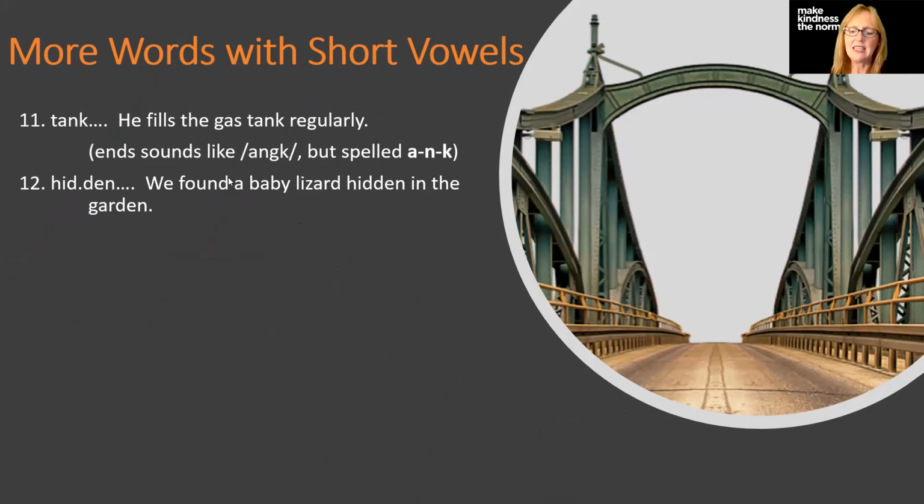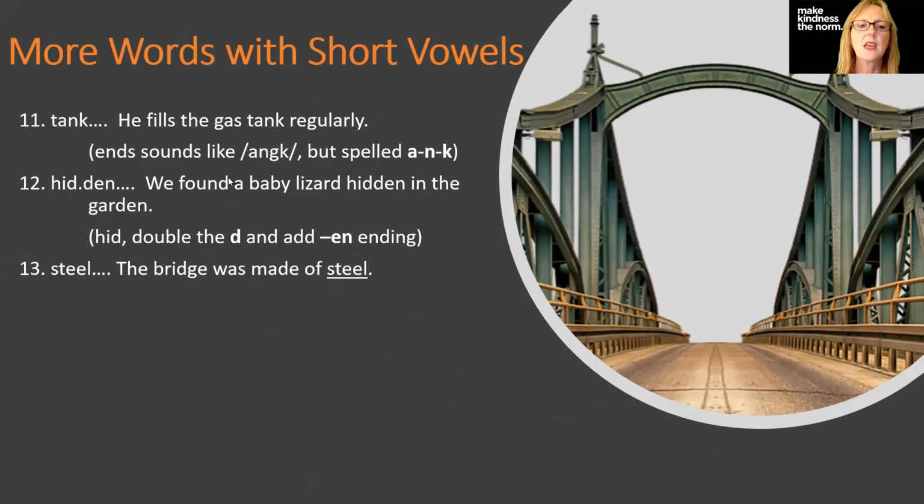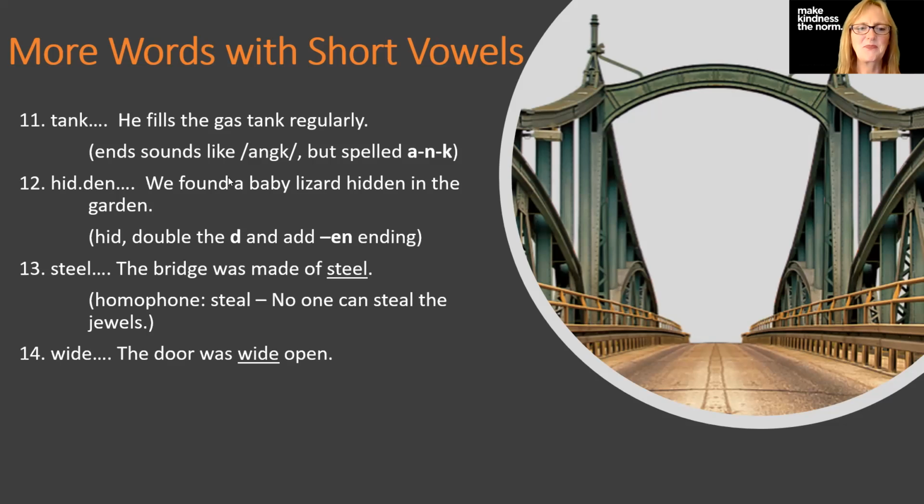We kind of make this funny little G sound, but we're only going to spell it A-N-K. Hidden. Because we have a short sound I at the beginning of the word, we need a D there. Hidden, right? We're doubling the D. We found a baby lizard hidden in the garden. Steel, the bridge was made of steel. We have that long E sound in the middle, and then we have a homophone of steel. No one can steal the jewels.